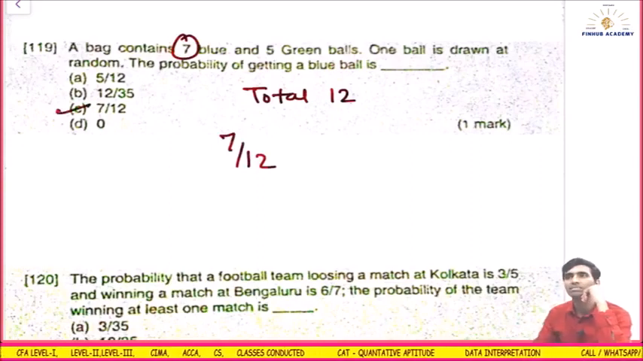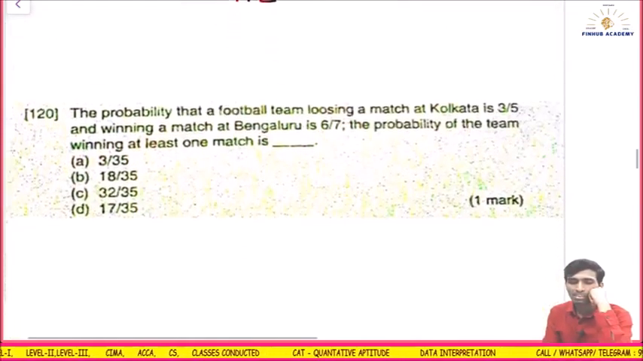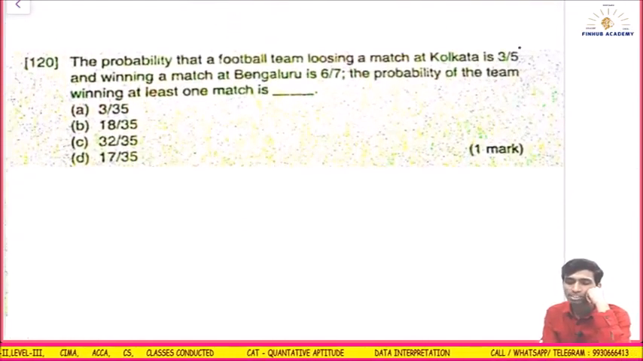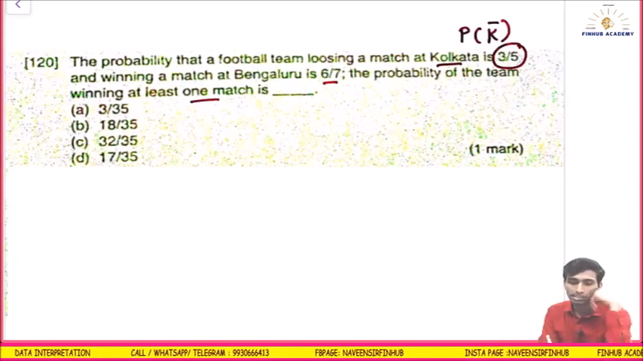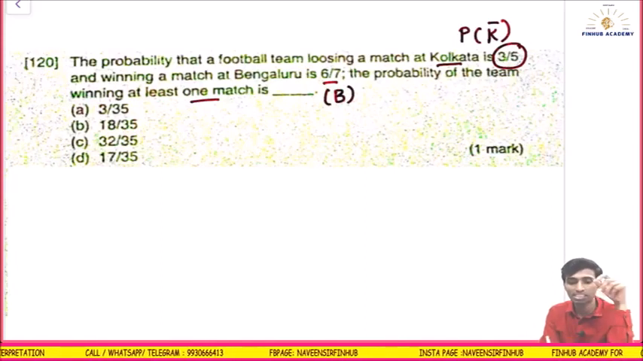The answer is C. The probability that a football team loses a match at Kolkata is 3 by 5. Winning a match at Bangalore is 6 by 7. What is the probability of the team winning at least one match? Understand? Let us call the given losing probability the complement, and the winning probability is P(B). Why B? Because it is winning.